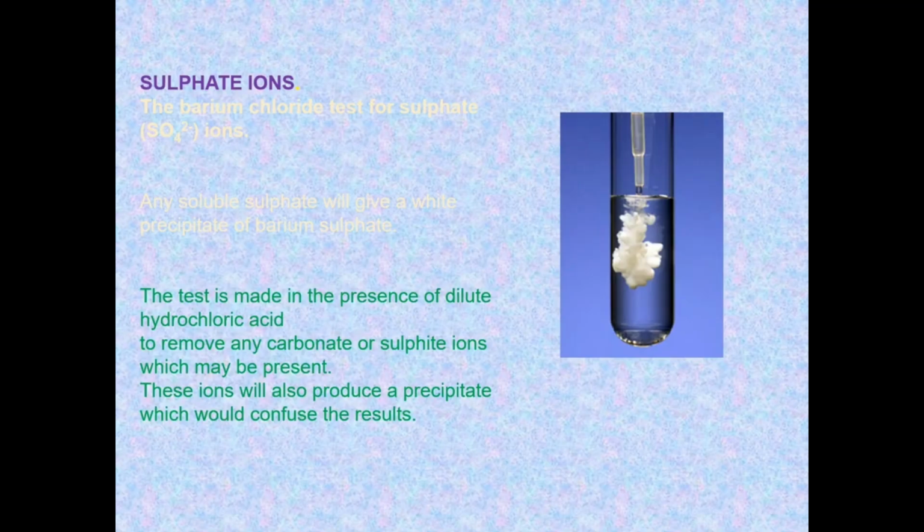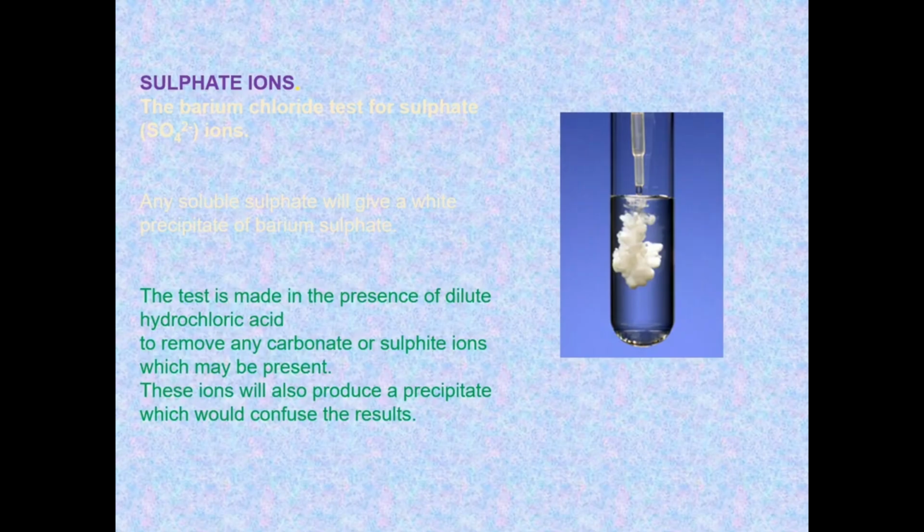So if you take barium chloride and react it with any solution, any chemical substance, if it forms a white precipitate, just know that substance contains sulfate ions in it. Otherwise you won't form a white precipitate. How can you form a white precipitate? Any soluble sulfate will give a white precipitate of barium sulfate.